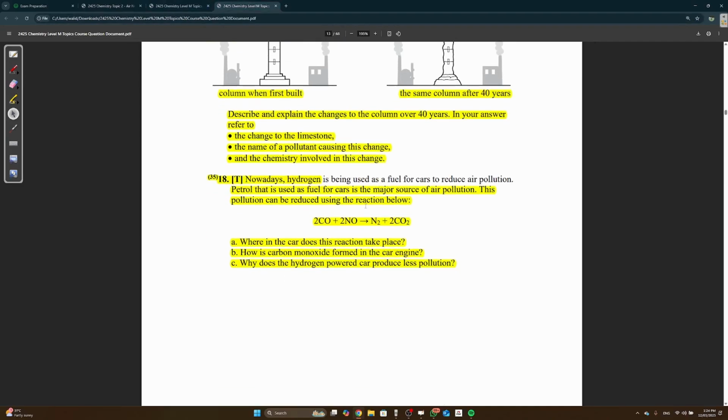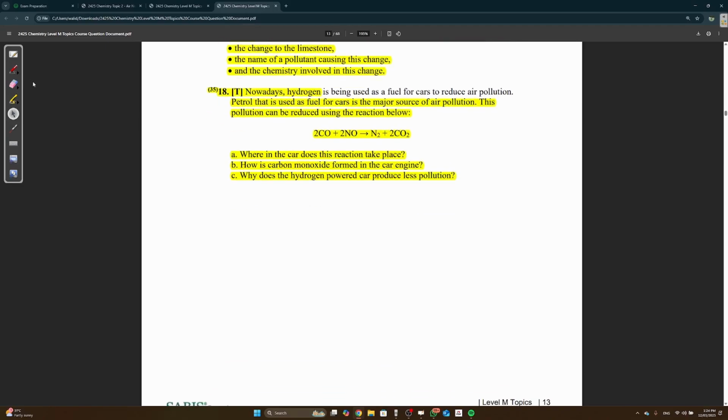Okay. Nowadays, hydrogen is being used as a fuel cell. Petrol that is used as fuel for cars is a major source of air pollution. This pollution can be reduced using the reaction below. What is happening here? Carbon monoxide plus nitrogen monoxide to produce nitrogen and carbon dioxide. So see, they got rid of the nitrogen monoxide. So where in the car does this reaction take place? And what causes this to happen? In the catalytic converter.